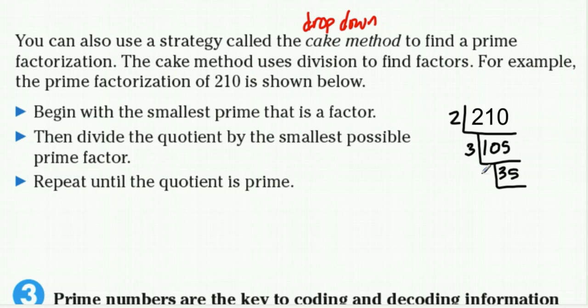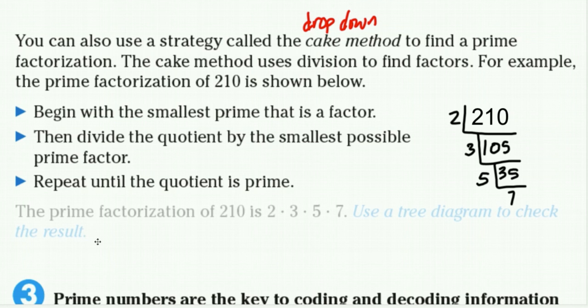So 35 divided by 5 will give you 7. And we know for a fact that 7 is a prime number. So therefore, the prime factorization of 210 is 2 times 3 times 5 times 7. And you can use a tree diagram to check your result.